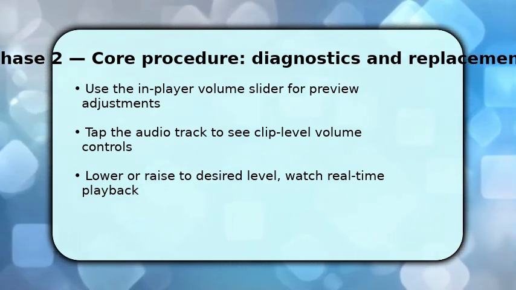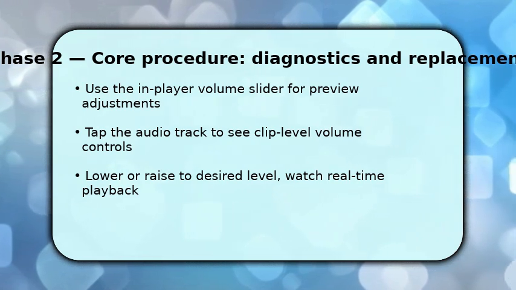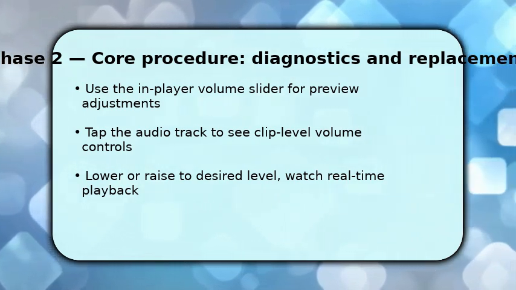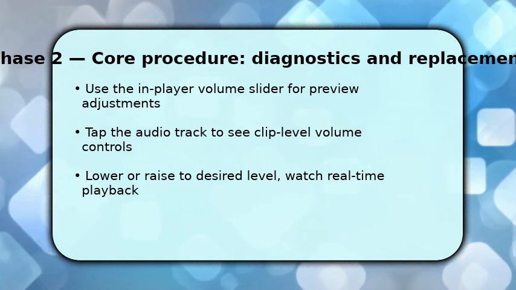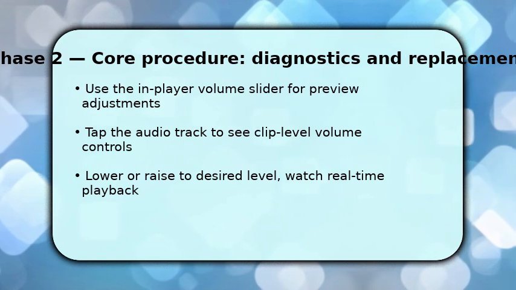Tap the audio track name to access clip-level controls if available. This lets you mute or reduce the original sound while preserving music or voiceover. Move slowly and test at typical listening levels because human perception changes with background noise.